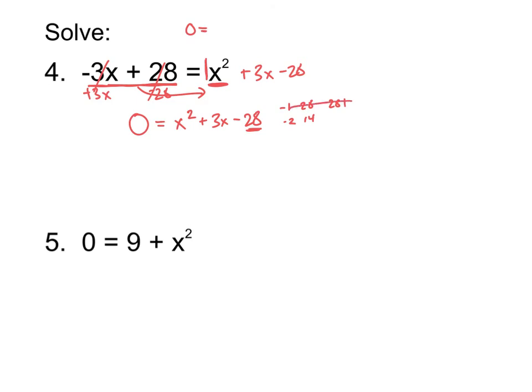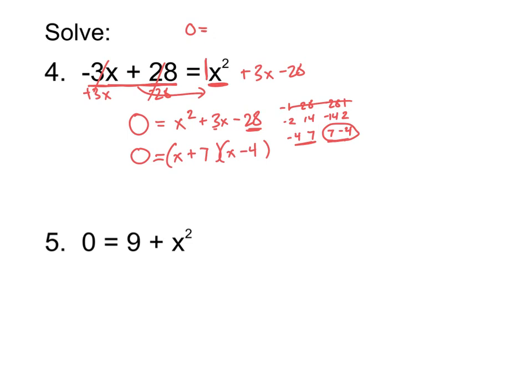Obviously, it's not those two. Negative 14 and 2. I could do negative 4 and 7, or 7 and negative 4. So it's one of these two, and it's got to be this one because I need a positive 3. So it's x plus 7 and x minus 4, still equal to 0. Don't forget about that part.